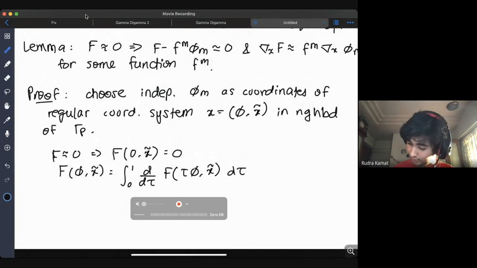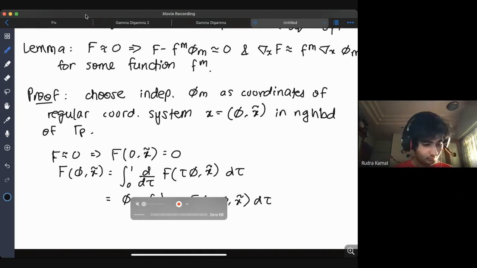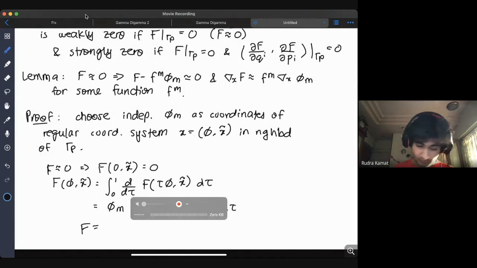So this means we can use all our properties, all our rules, and we get, and then F is then F^m phi_m, with F^m as the top thing there.